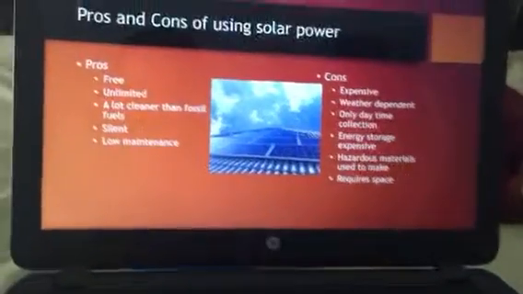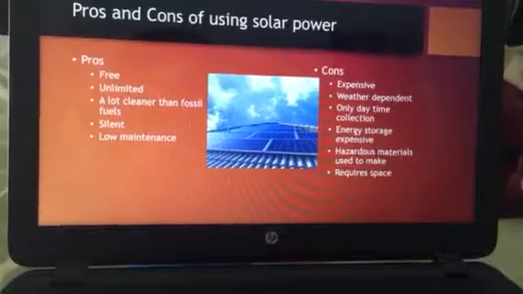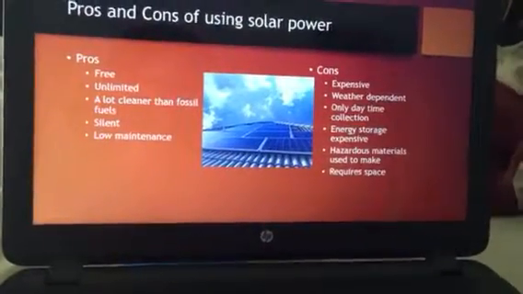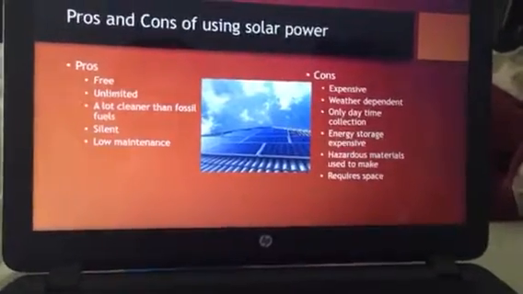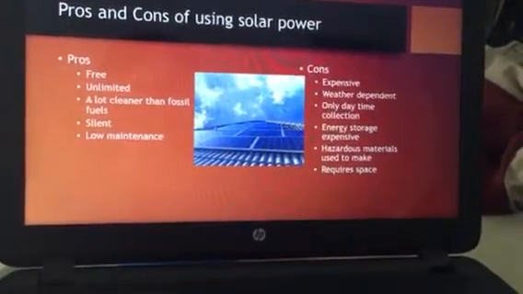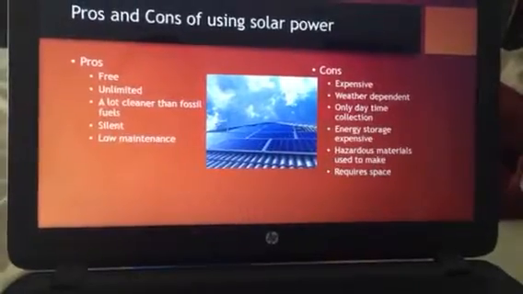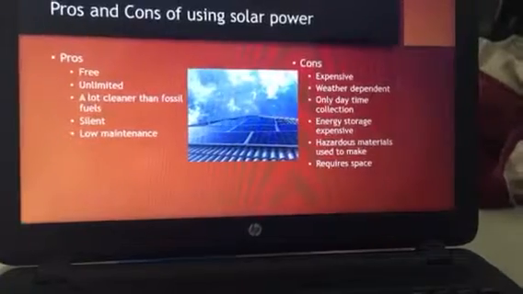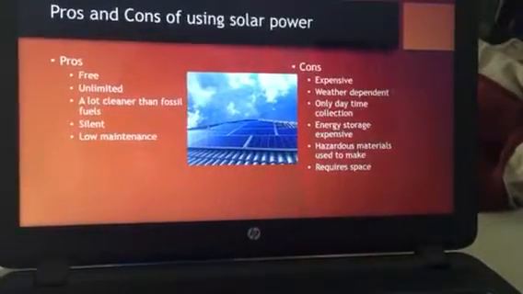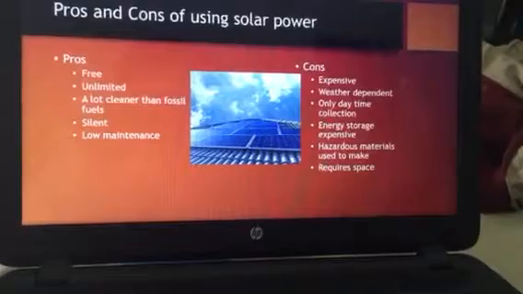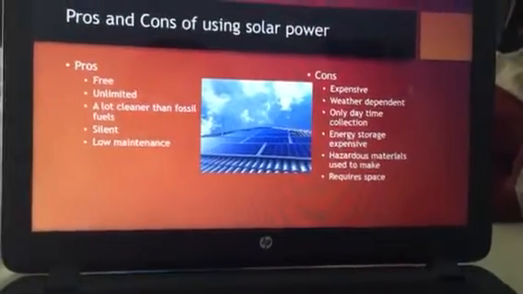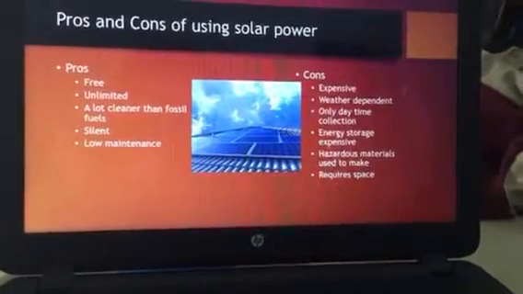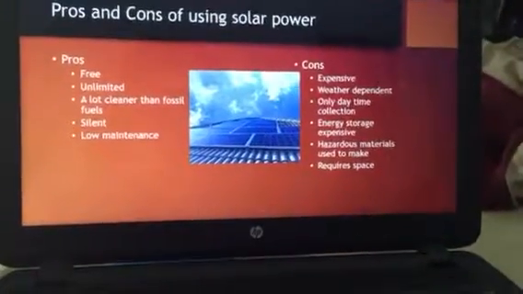But, of course, there are some cons, and some of them would include that solar panels are very expensive to make, and that the amount of energy depends on the weather. So if there's a cloudy day, then you will get some energy, but it will not be nearly as much as when it's a sunny day. And of course, you can't collect any of it at night. Also, the materials that are used to make the solar panels are hazardous, and the storage containers used are also very, very expensive.